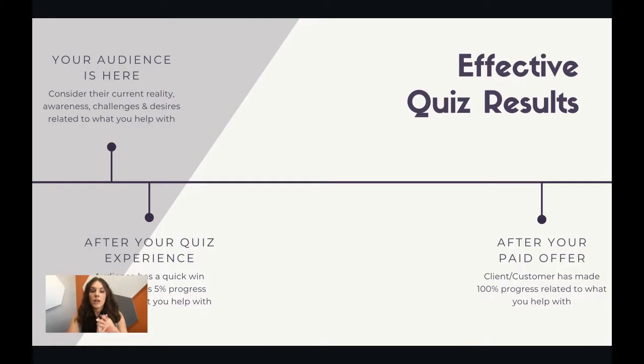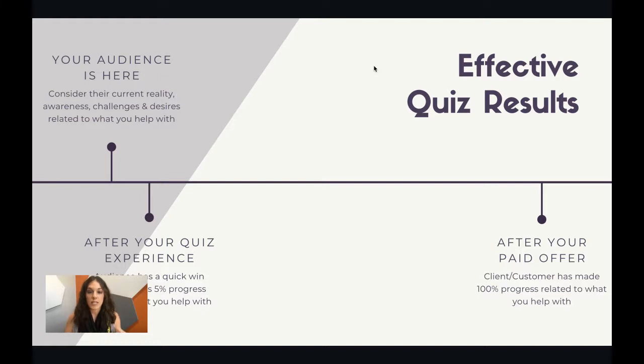So think about it this way. To determine what that quick win should be, I want you to think about the roadmap, or the customer journey, the audience journey with your brand. After your paid offer, we're going to start at the end here. So think about what it is that you offer. Maybe it's a consulting package. Maybe it's a course. Maybe you have a physical product that you offer.